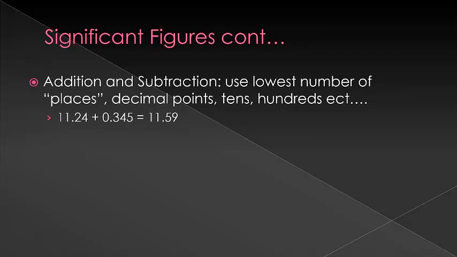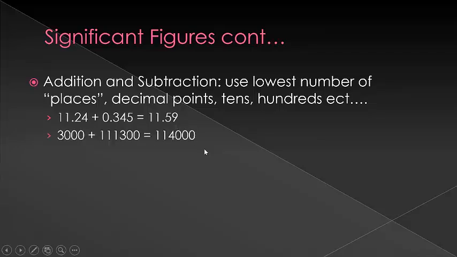So here I have an example where we have 11.24 plus 0.345. Now, this has 4 significant figures, and this has 3 significant figures. So if we were going off significant figures, this wouldn't be the right answer, right? But since it's addition, we're going off places. So here we have the tenths, hundredths place. Here we go out to the thousandths place. So since this is the least number, we're going to want to go to that place. We're going to want to go to the hundredths place. So when we come here, we round this out to the hundredths place.